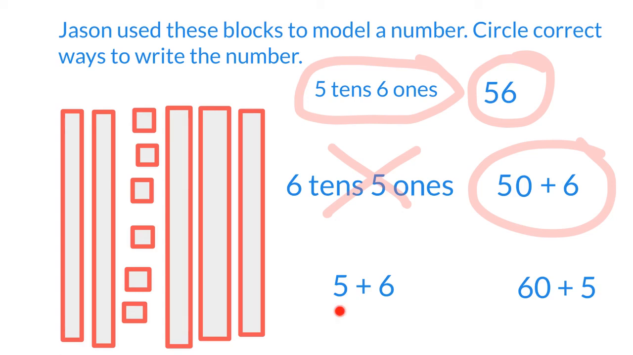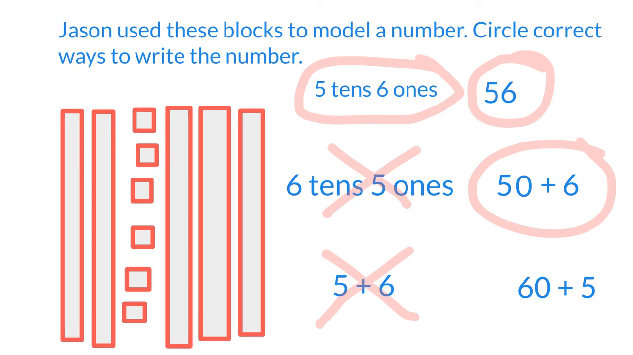Next one we have is 5 plus 6. Now this looks to be expanded form with the plus sign in the middle, but what's missing is the tens, which there are 5 of, is not worth 5, it's worth 50. So this is an incorrect way. Plus 5 plus 6 only equals 11, so that would be wrong.